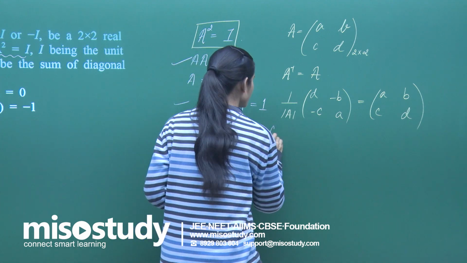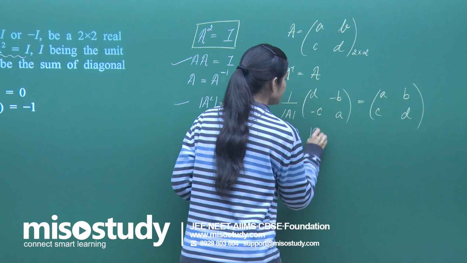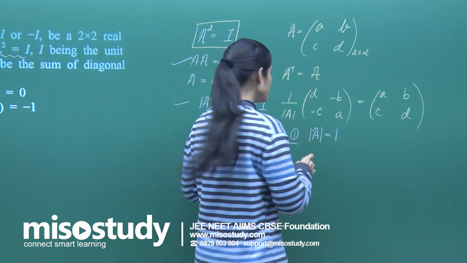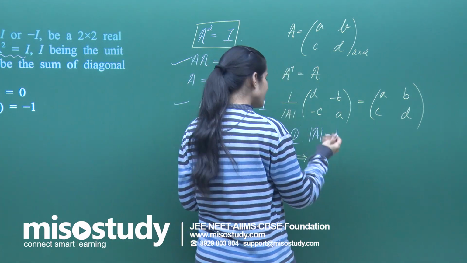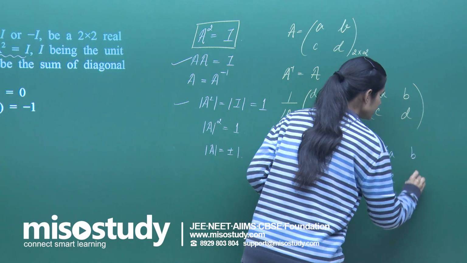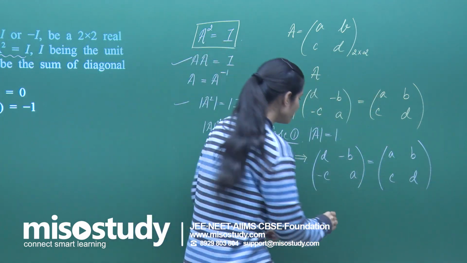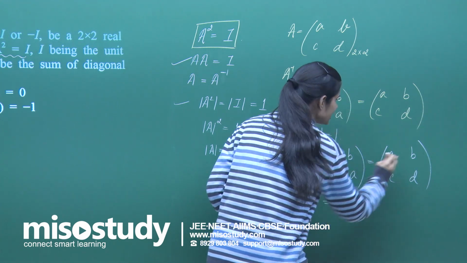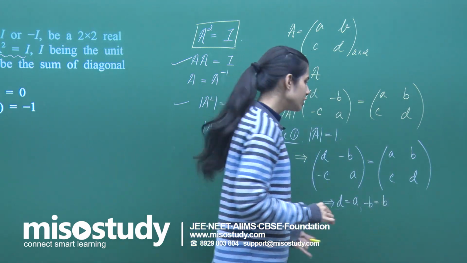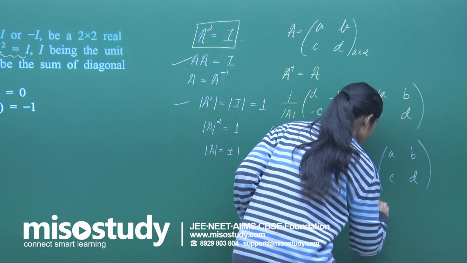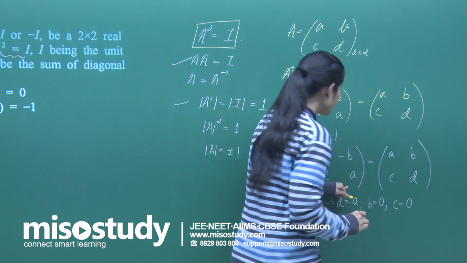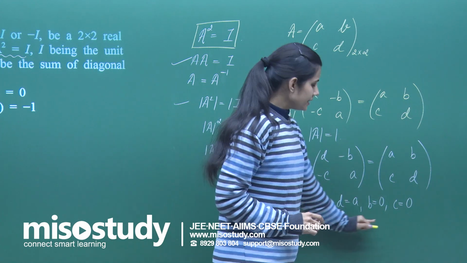Now, case 1. If the determinant of A is equal to 1, what do you get over here? You will get, this implies 1 upon 1 is 1, the matrix with D, minus B, minus C, A is equal to the matrix A, B, C, D. Which would mean D is equal to A, minus B is equal to B, or B plus B is 0, or 2B is 0, or B is 0. Minus C is equal to C, or 2C is 0, or C is 0. And A is equal to D, which I have already written. This is what you get.